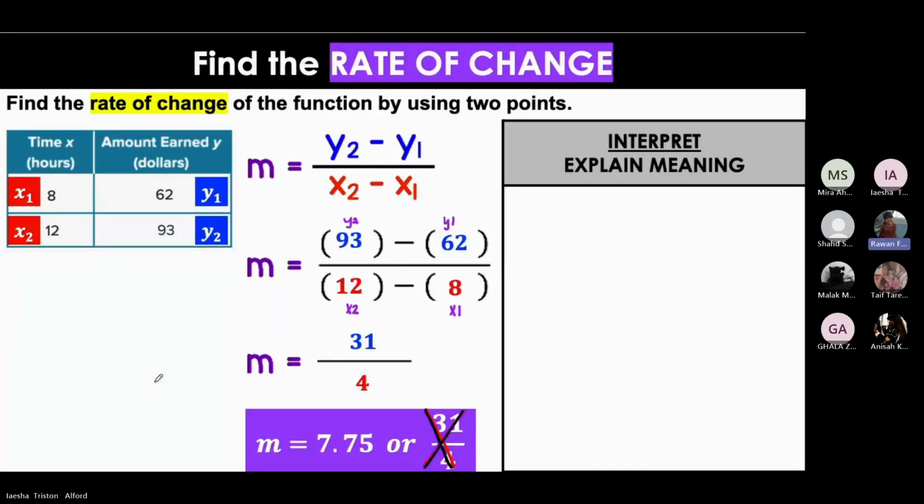You can write 2 answers, but when you interpret and explain the meaning, use the decimal because the denominator must be positive 1. So the number down in your fraction always needs to be positive 1.